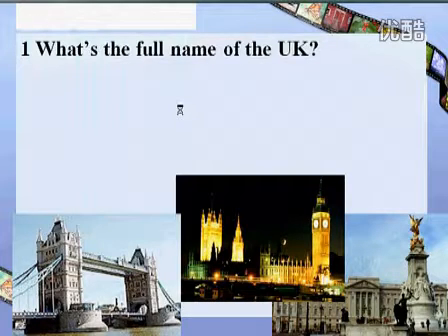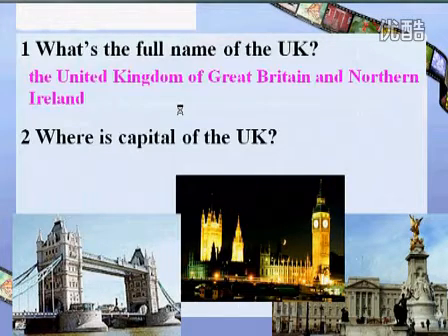Now, UK, okay. Now, where? The United Kingdom of Great Britain and the North Ireland. United Kingdom of Great Britain and North Ireland. 那么是 UK 的全称，也是英国的全称大不列颠联合王国及北爱尔兰。Okay. Now next, number 2.